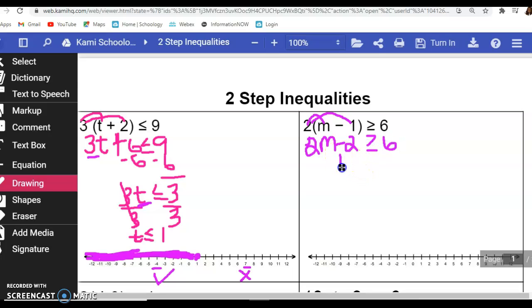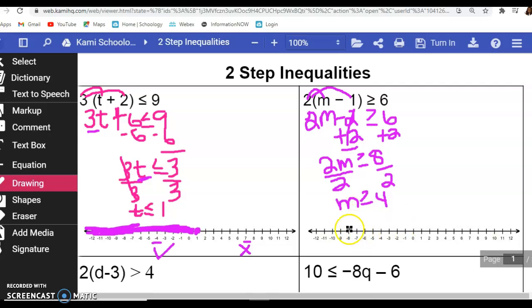Okay, so now we're going to add 2 to both sides just so that we can get this 2m on the side of the inequality sign by itself, right? Okay, so we know that these 2's cancel, and now we're left with 2m is greater than or equal to 8. So now all we need to do is divide both sides by 2, and we're left with m is greater than or equal to 4.